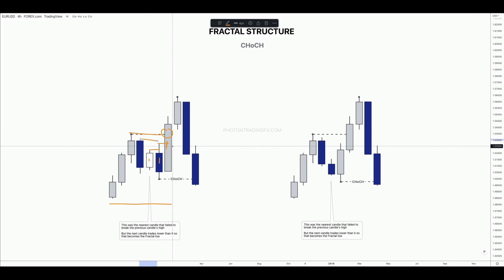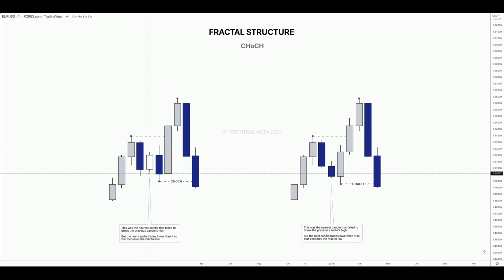Yes, it failed to break the previous candle's high. Okay, so let's get rid of these lines. Based on that definition, this should be the nearest low, because that is the nearest candle that failed to break the previous candle's high, right? So you'd be forgiven for thinking we should draw our CHOCH line through here.